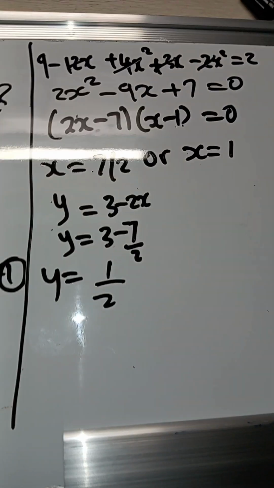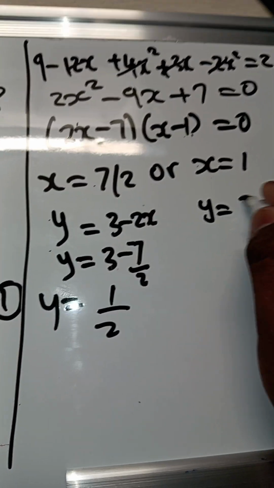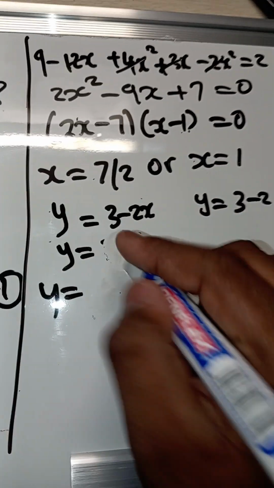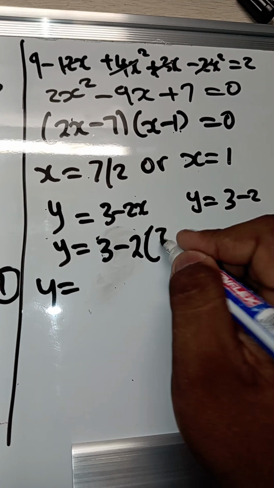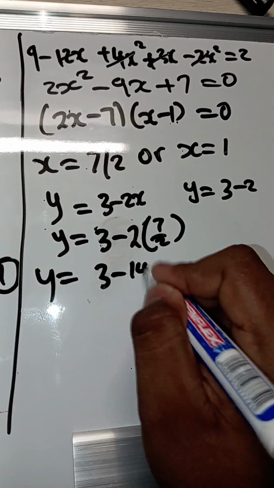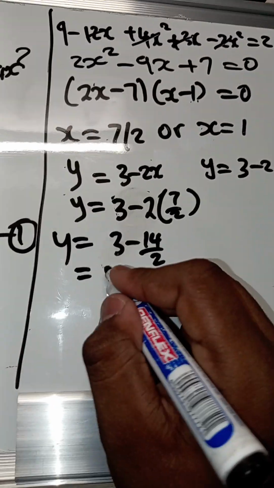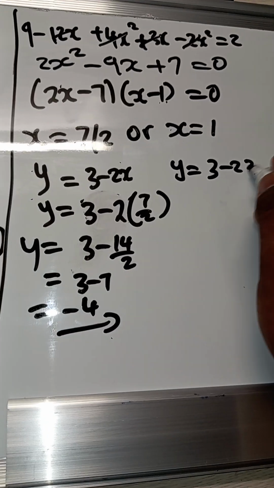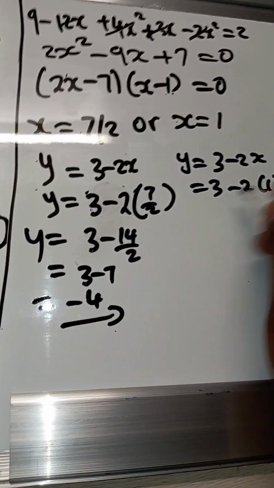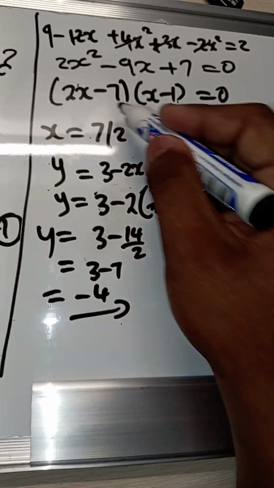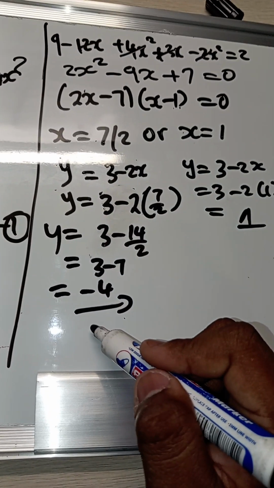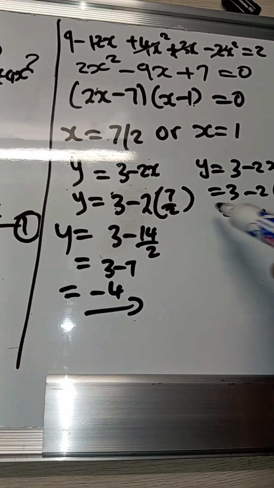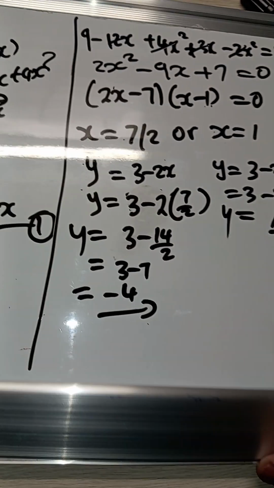And then now let's go to the next one. y equals 3 minus 2... Oh, I made a small mistake. Sorry, guys. 3 minus 2 times 7 over 2, right? 3 minus 14 over 2, which is the same as 3 minus 7, which is negative 4. Okay? Then 3 minus 2 times 1 equals 1. So when x equals 7 over 2, y is negative 4. When x equals 1, y equals 1 also. Okay? That's how it is.